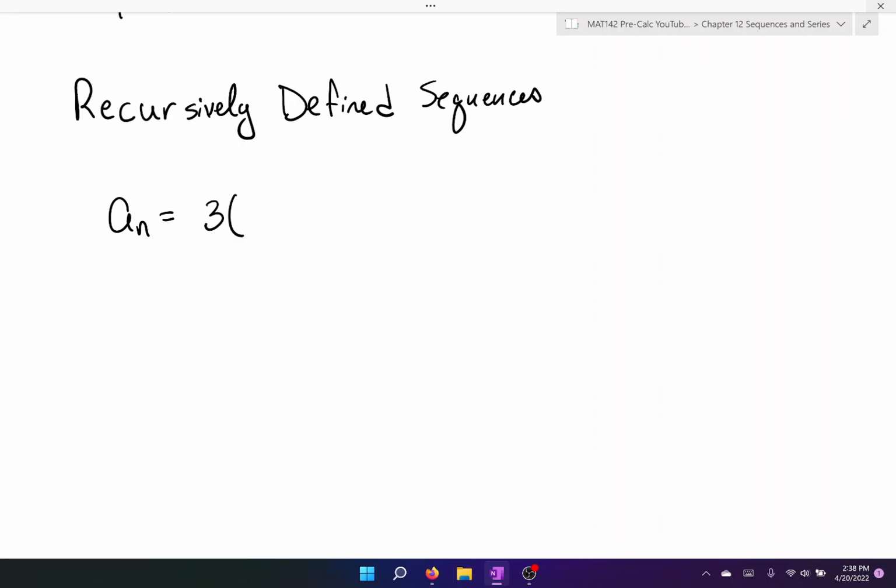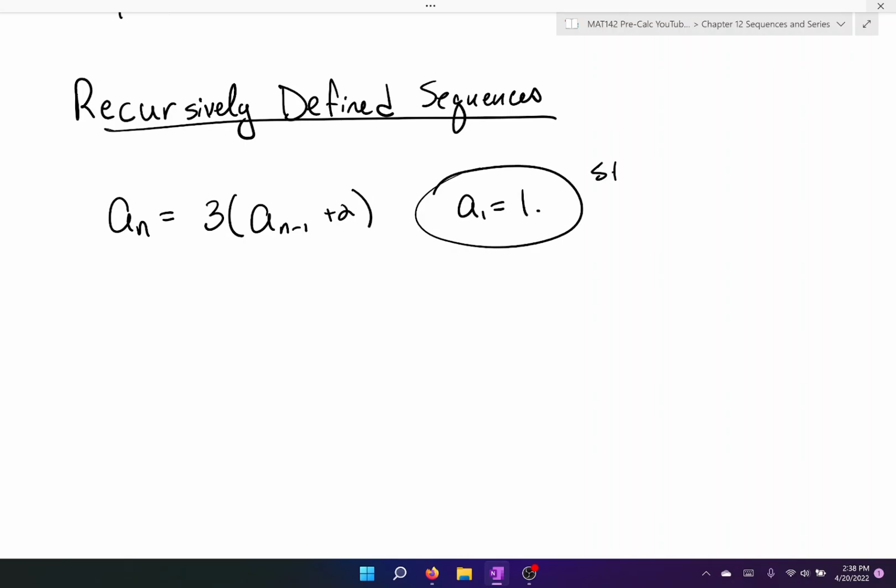So a really simple one is something that looks like this. We have a sequence a sub n equals 3 times the quantity a sub n minus 1 plus 2, where a1 equals 1. So this is called a recursively defined sequence. And what makes this recursively defined is the fact that we have this starting value right here. And we're going to use this starting value to find every single term within our sequence.